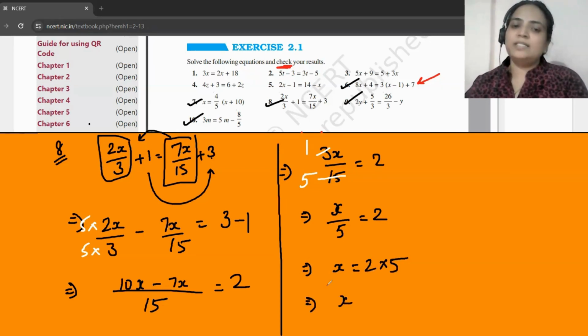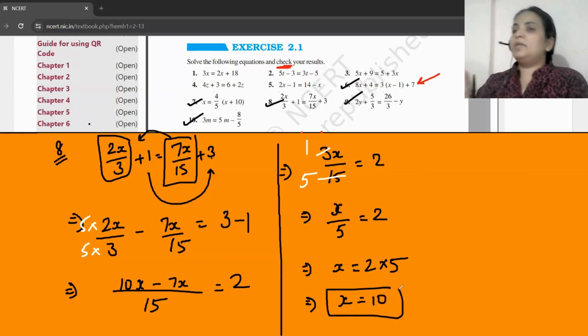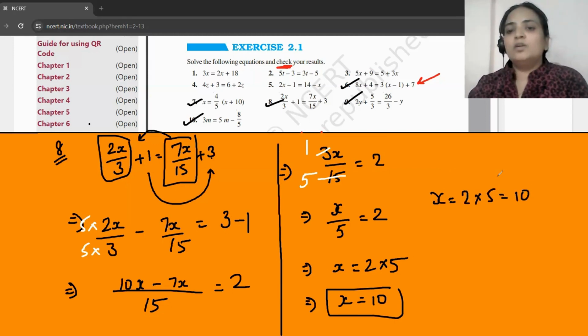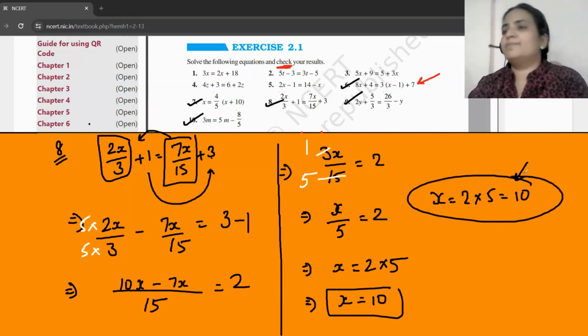This implies x equals 10. Children, always keep it in mind that in one line you cannot put two equals signs. Listen everyone. If you are writing x equals 2 into 5 equals 10, don't do this. This is incorrect, and a few teachers will even circle it, because an equation can have only one equals sign. Okay.